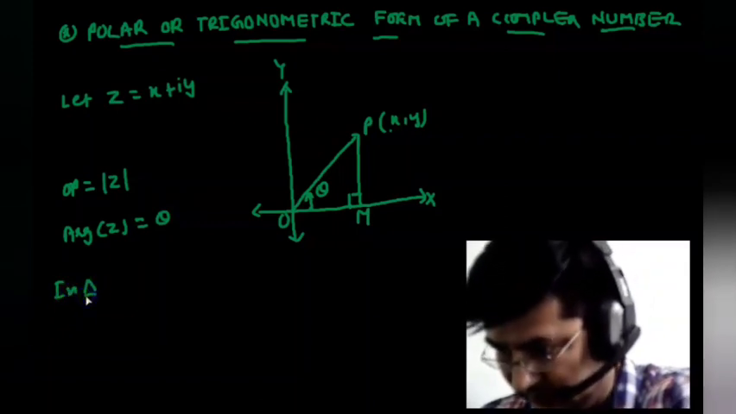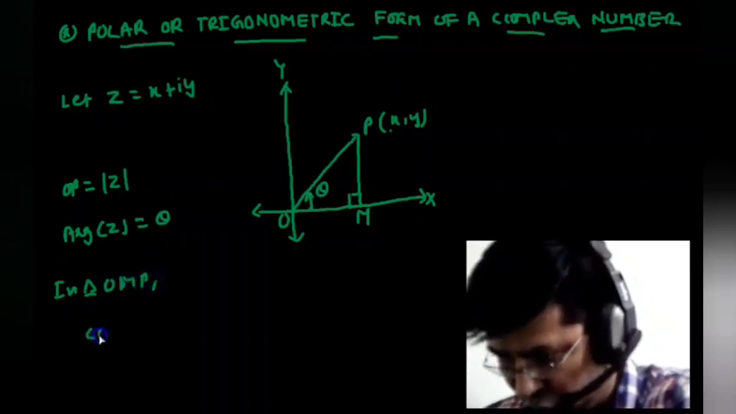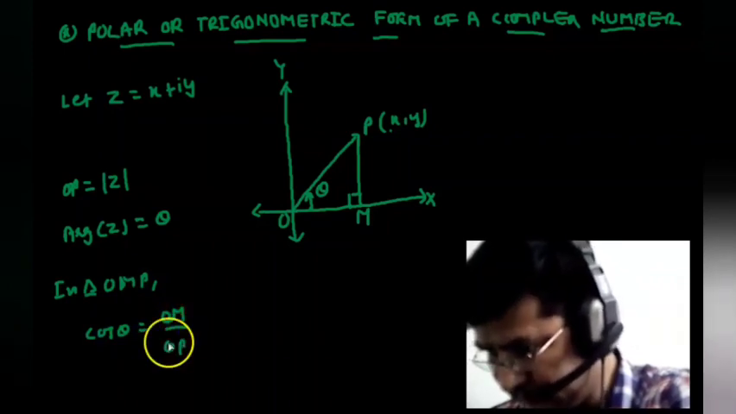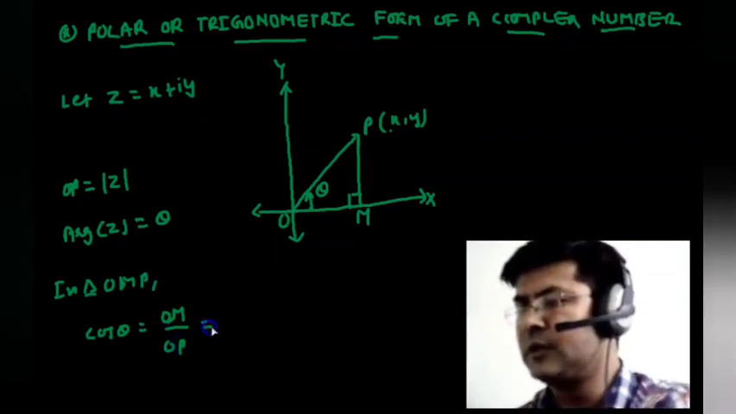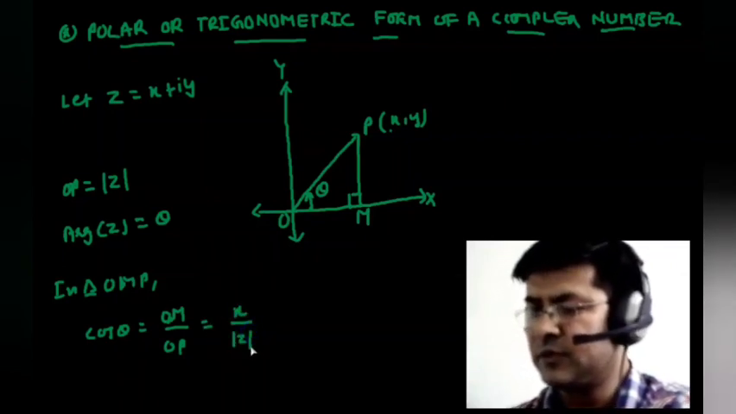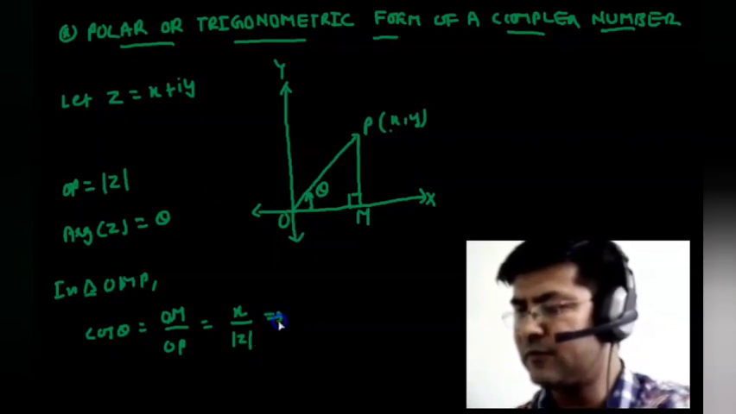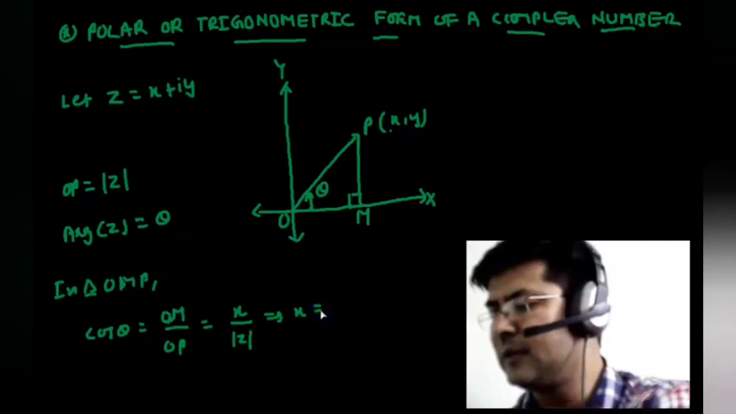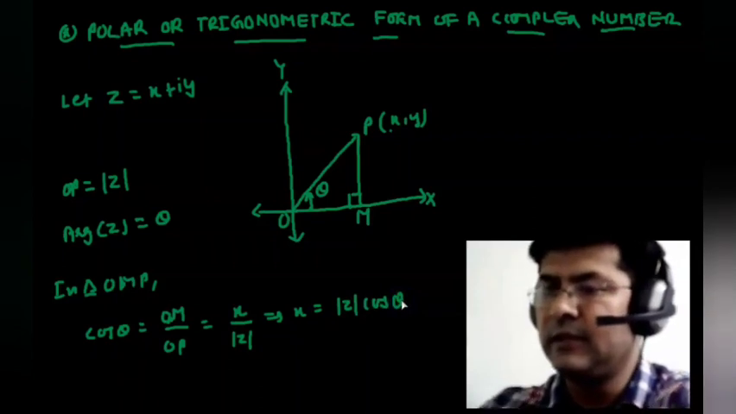Now in triangle POM, cos theta is equal to OM upon OP, where OM is x and OP is modulus of Z. Therefore x can be written as, the value of x will be modulus of Z into cos theta. Clear?